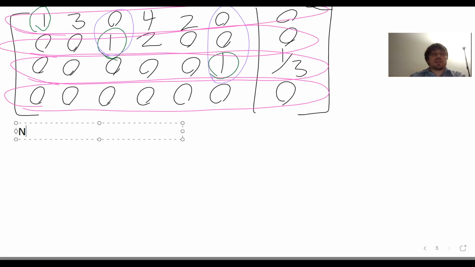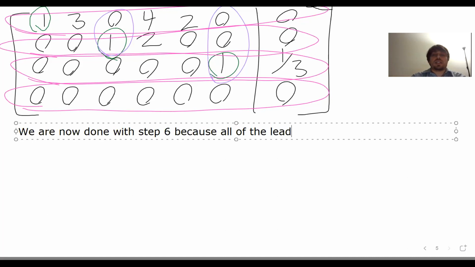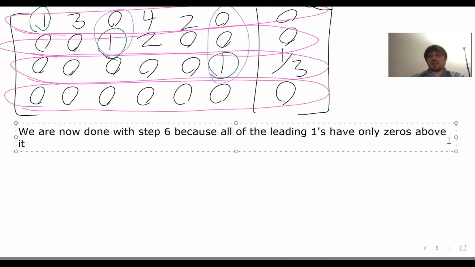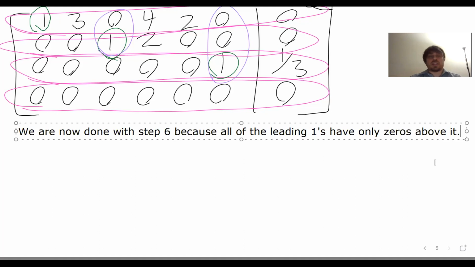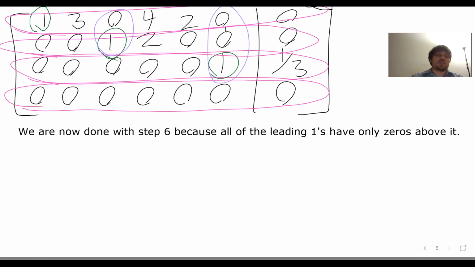We are now done with step 6 because all of the leading ones have only zeros above them. So that was the goal of step 6. We located every leading one and we made sure there were only zeros above it. If there weren't, we add suitable multiples of the row with the leading one to the rows above it, so that way we would get zeros there. Okay, so we succeeded at making only zeros above every leading one.